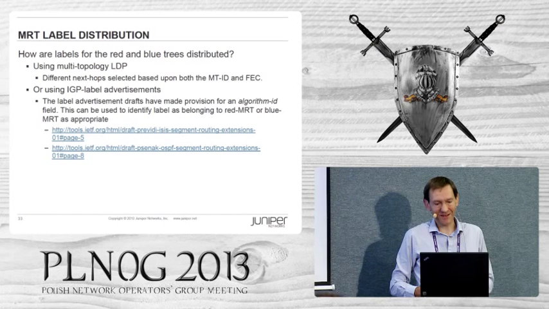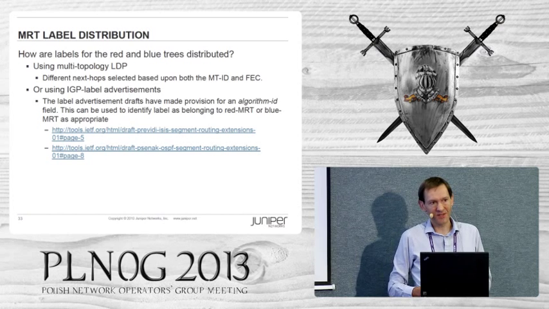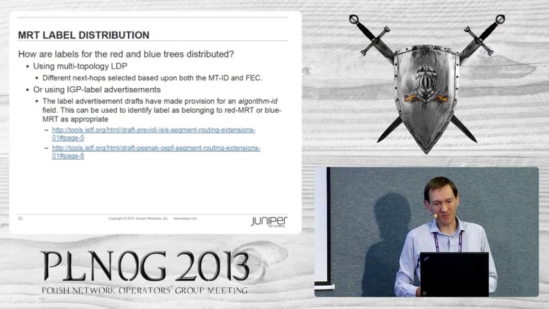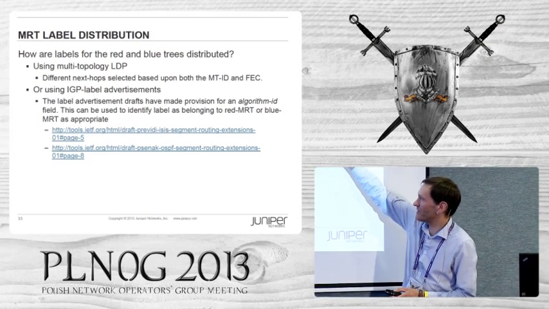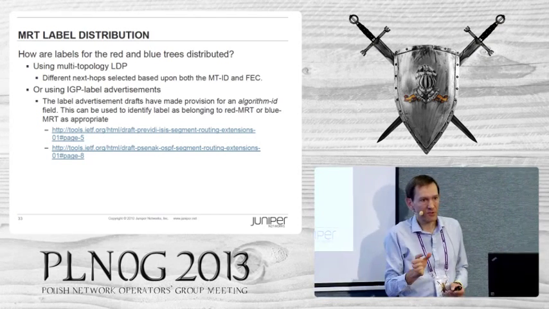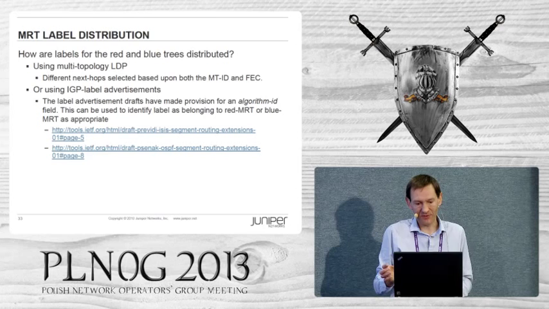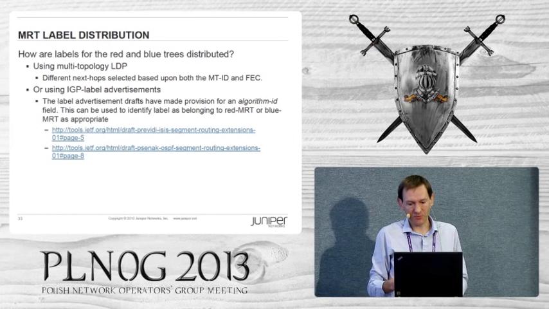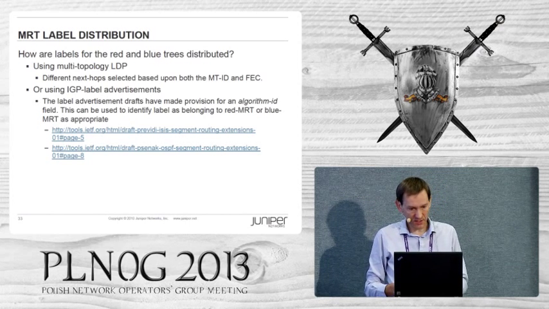A more recent proposal, which has just come out in recent months, is again using this new sort of technology: IGP label advertisements. With that you're actually advertising the labels in the IGP, which is ISIS or OSPF. There's definitions for each of those. And if you look at the drafts that talk about how to do this for ISIS or OSPF, the label advertisement drafts make a provision for an algorithm ID field which accompanies the advertisement, and that can be used to identify the labels belonging to either the red MRT or the blue MRT. So that's an alternative way of doing it.